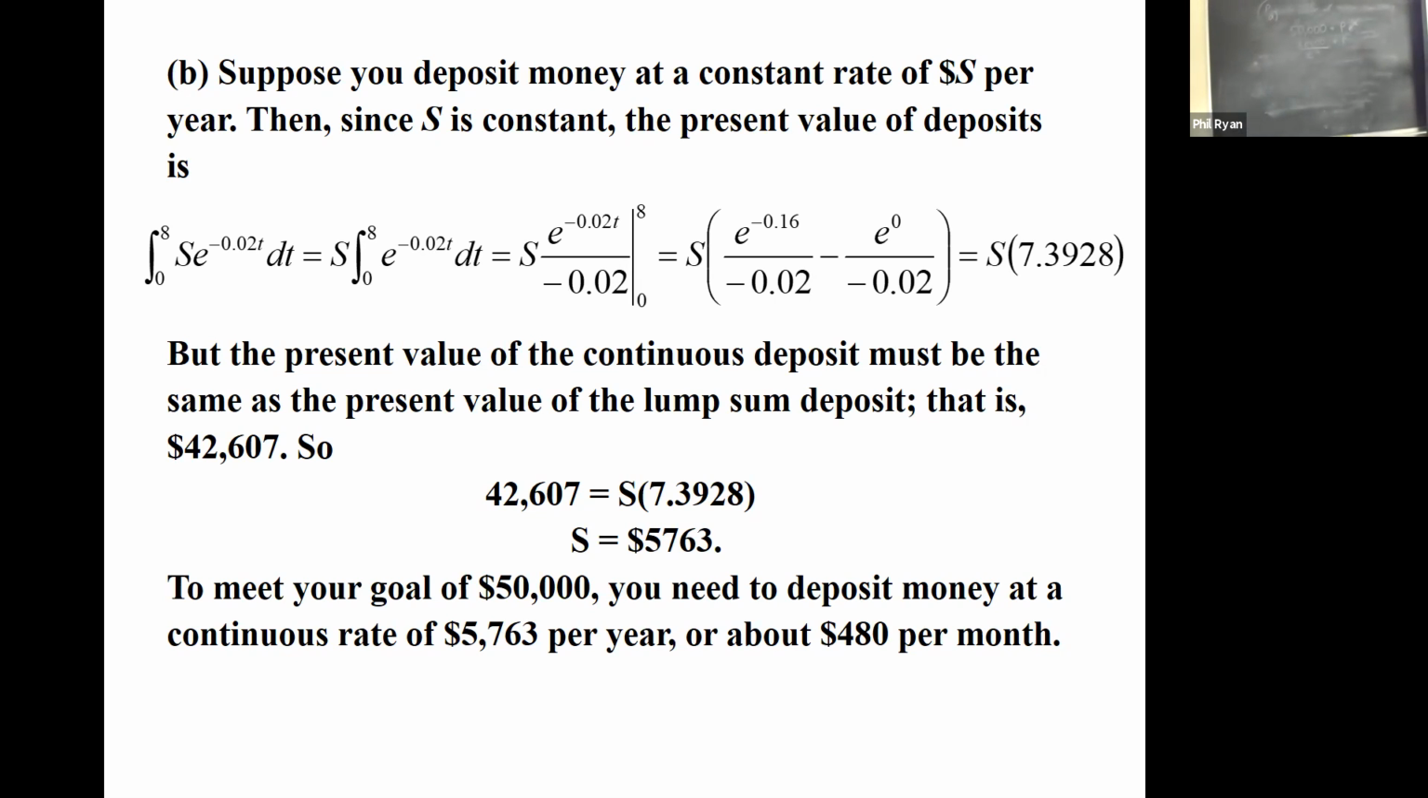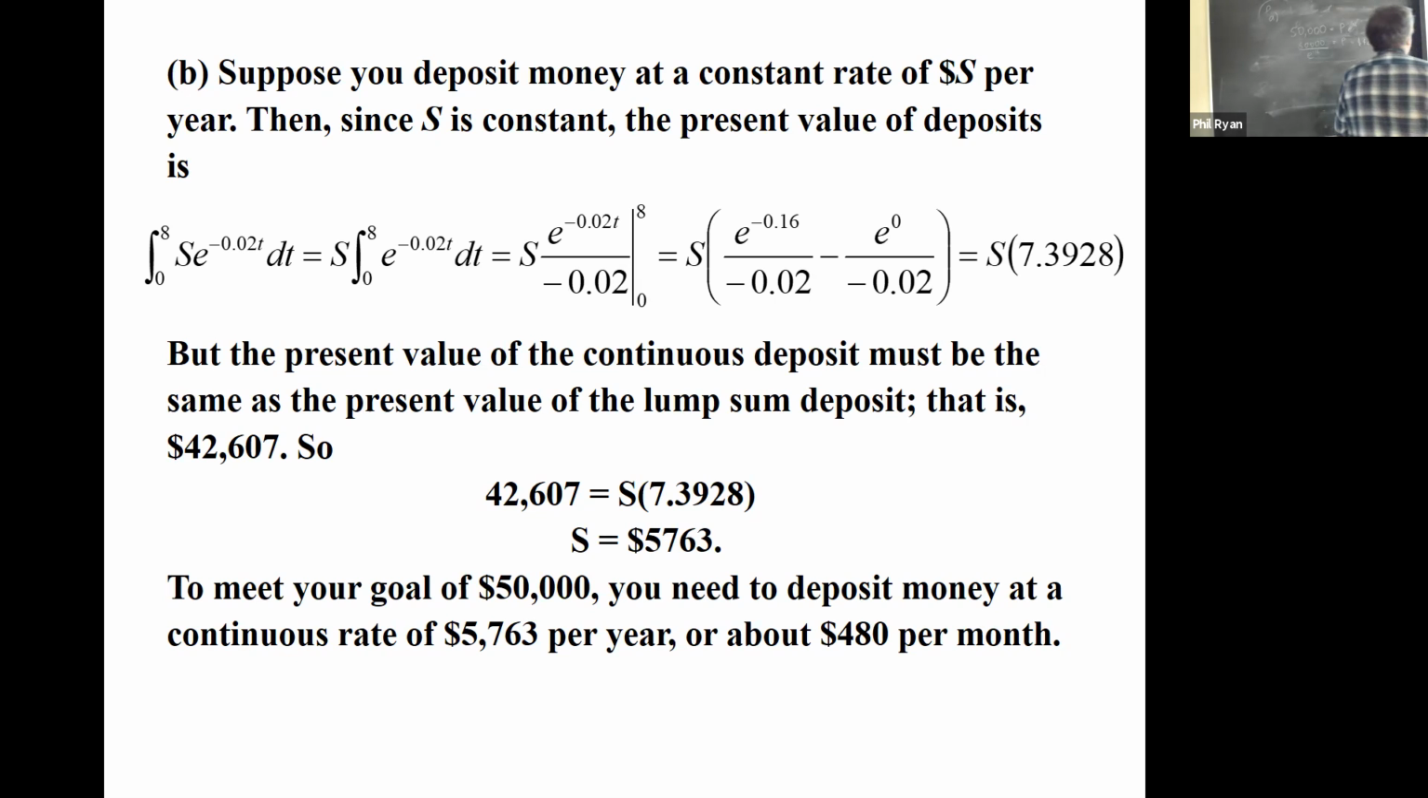And I did actually do that computation. It's right there. And so that turns out to be $42,607. So if I get $42,607 now, I squirrel it away. That means in 8 years' time, I'll have my $50,000, which I can pay off the debt.